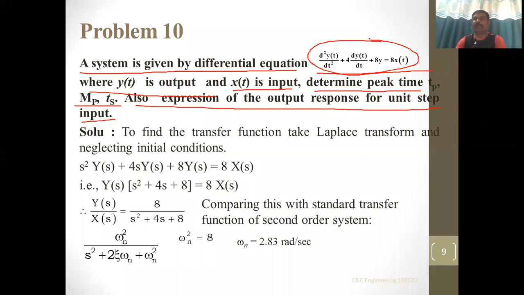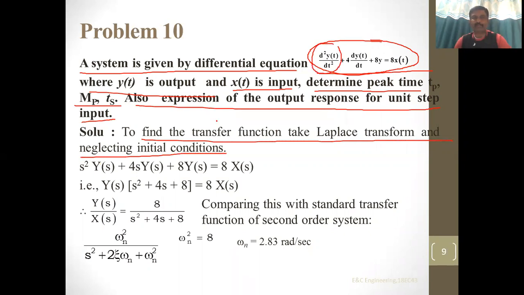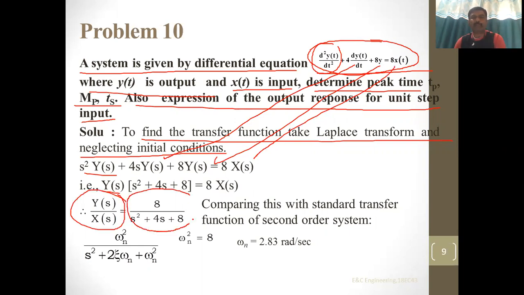Now from this differential equation, I need to find the transfer function by applying Laplace. That is the simple thing you need to follow. To find the transfer function, apply Laplace transform by neglecting initial conditions. Now what does this result in? s square Y of s plus 4s Y of s plus 8 Y of s is equal to 8 X of s. Y of s common: s square plus 4s plus 8 is equal to 8 into X of s. Finally, Y of s by X of s is equal to 8 divided by s square plus 4s plus 8.